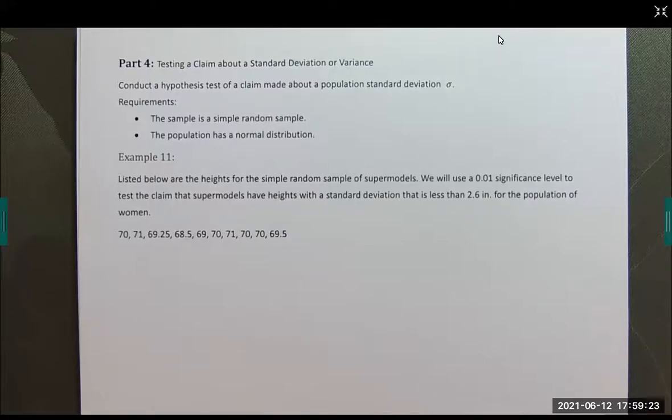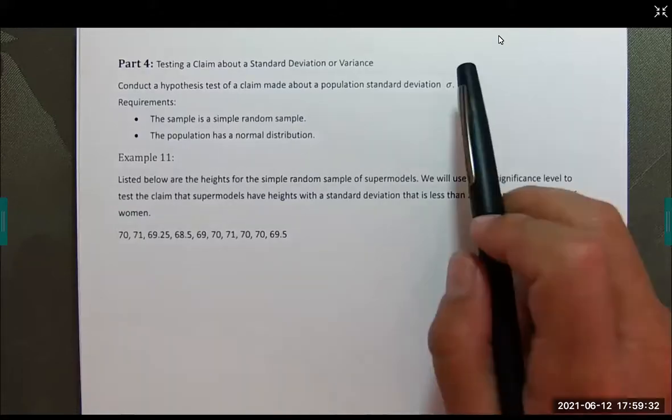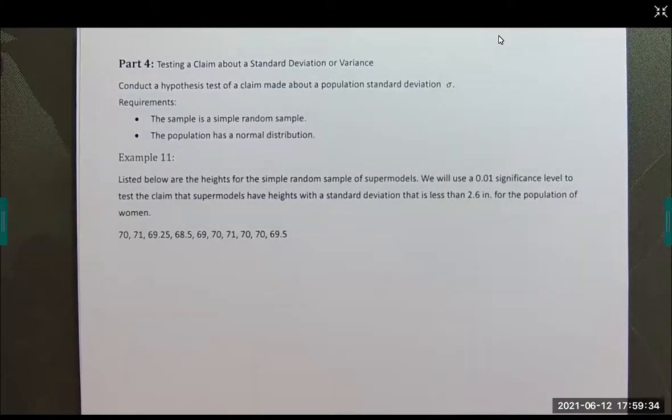Welcome back, folks. This is the last part 4 for Chapter 8, or Module 8. This is all about doing hypothesis testing for a standard deviation. So we've done a proportion, we've done a mean, and now we're doing the standard deviation.